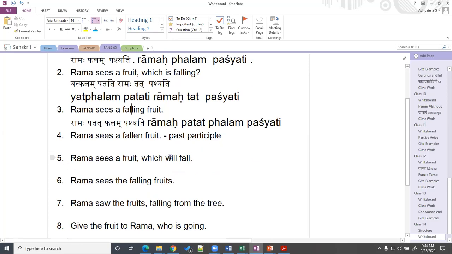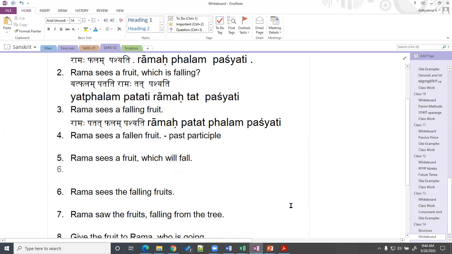Now this one you look at. Rama sees a fruit which will fall. So if I make the Sanskrit translation: Yat phalam patishyati, the fruit which will fall, Ramaha tat pashyati. You have to see here that Rama is seeing something which will fall. So here it's a future verb. There are two different verb forms.